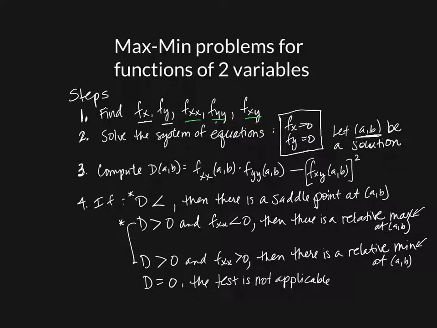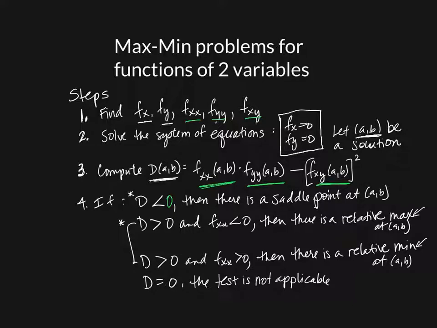Then we're going to compute what we call D. So D of (a, b), and D of (a, b) is all about the second partials: the second partial with respect to x times the second partial with respect to y, minus the mixed second partial squared. And there are basically three possibilities we're going to look at for D. First, D is negative. If D is negative, then we have a saddle point at (a, b). So if plugging our solution into D gives us a negative number, we have a saddle point.